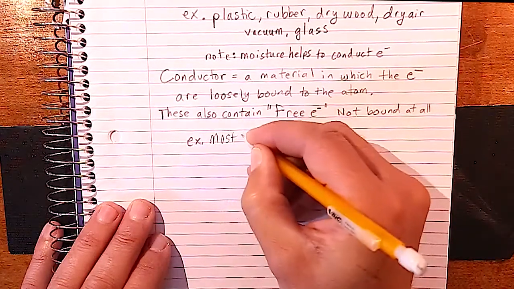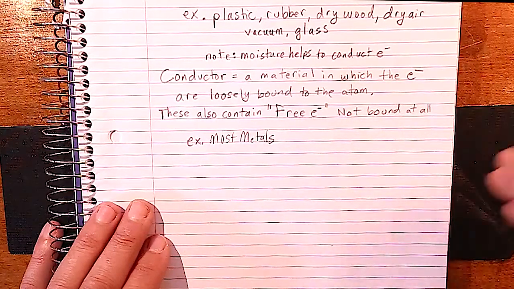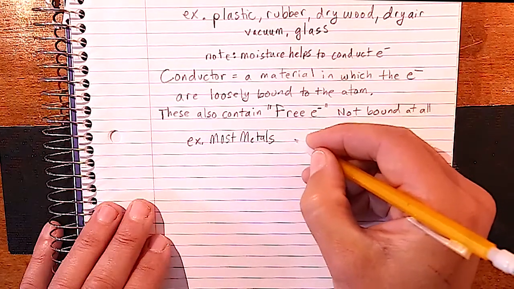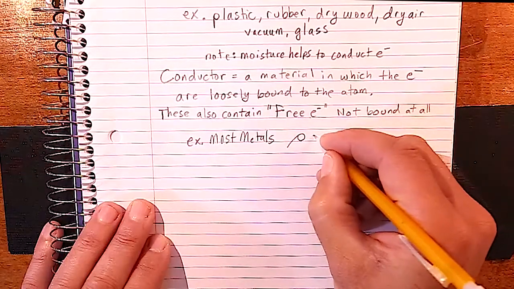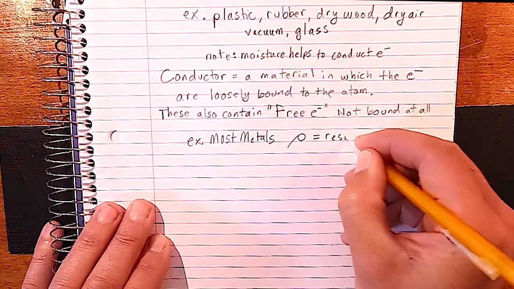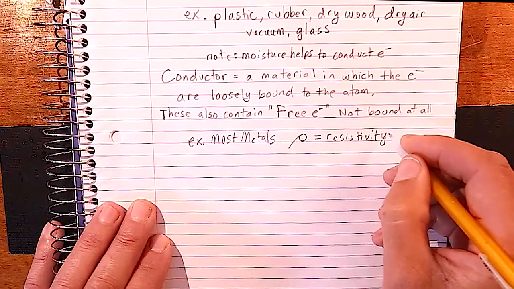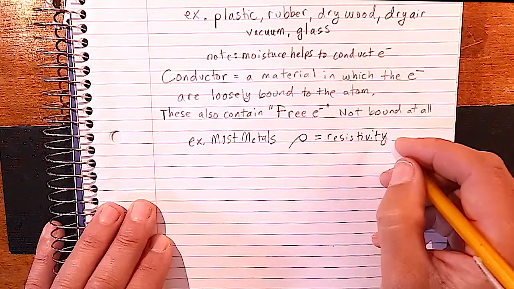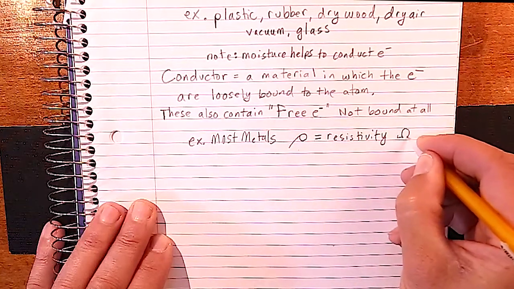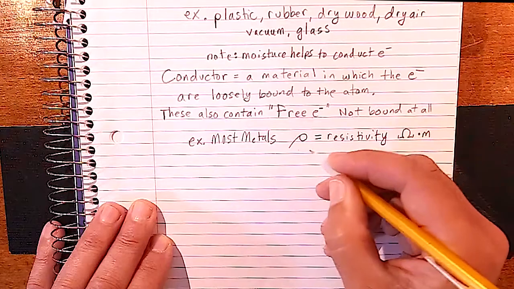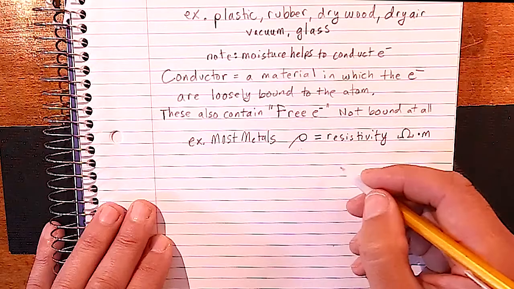So what are the examples of these? These are most metals. Now, on the Regents reference table, there's a chart of different materials, and the resistivity of the material is this Greek letter rho. And that is what resistivity is. And we're going to learn the formula for that in the next unit when we start talking about resistance. So for now, resistivity is this Greek letter rho. The unit is the ohm meter. And the lower the resistivity, the better the material acts as a conductor.